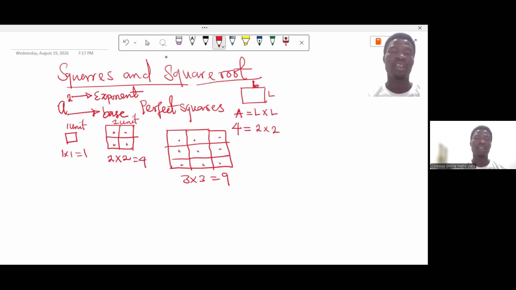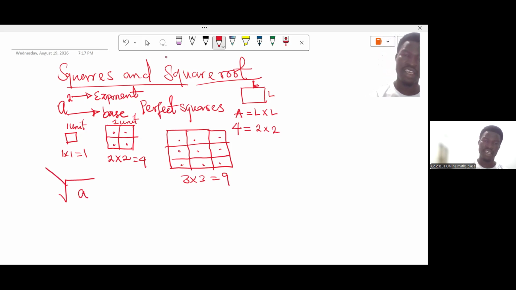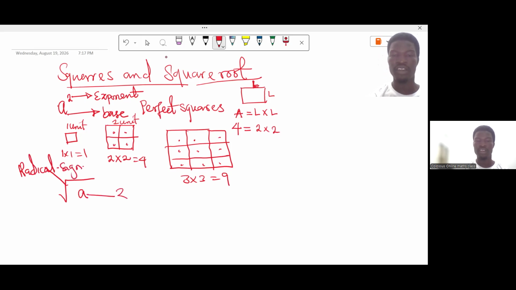Now let's talk about square root on the other hand. When you have something like square root of a, what are these things called? This sign that we call the square root sign is called a radical sign, and this a is called the radicand. I hope you are following and learning something. So if I have square root of 81, 81 here is the radicand.